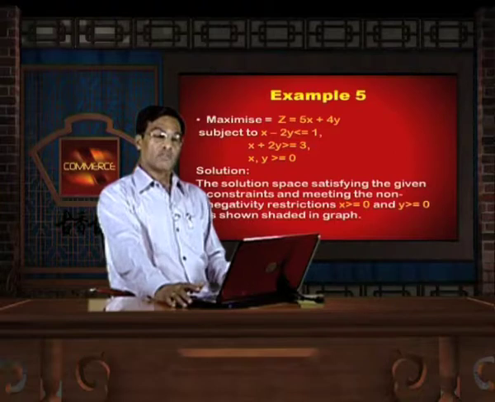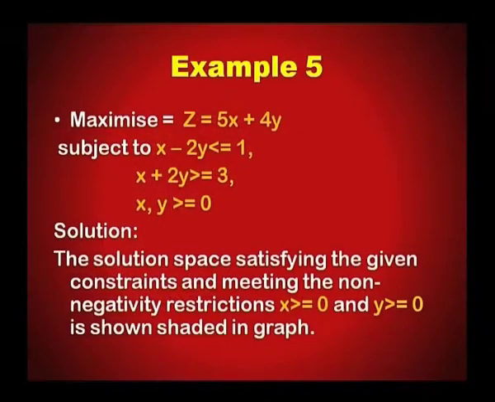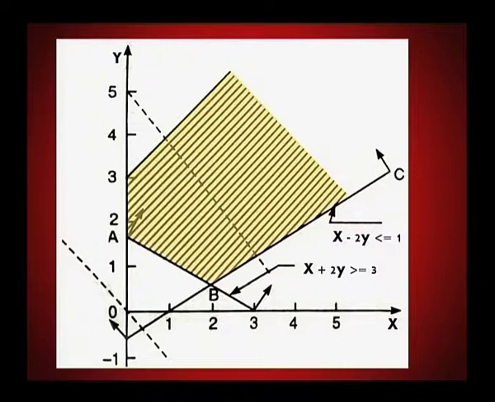Now, we discuss another type of problem, example 5: maximize z = 5x + 4y subject to x - 2y ≤ 1, x + 2y ≥ 3, x, y ≥ 0. The solution space satisfying the given constraints and meeting the non-negative restrictions x ≥ 0 and y ≥ 0 is shown in the shaded region of the graph. In this diagram, the feasible region is the yellow shaded area. Its corner points are A and B, but it is unbounded towards the upward direction.